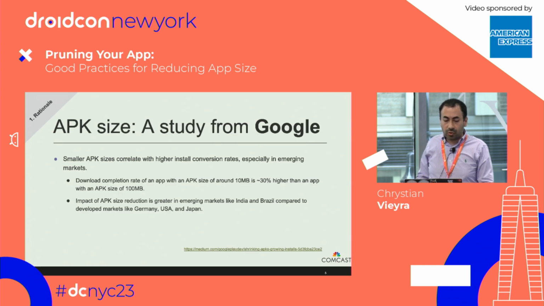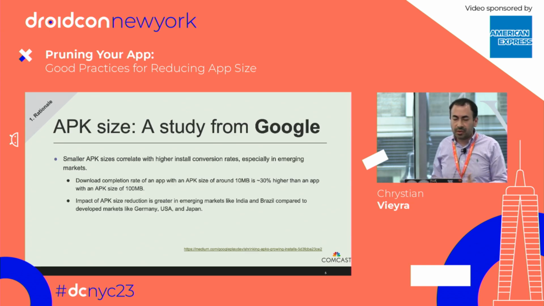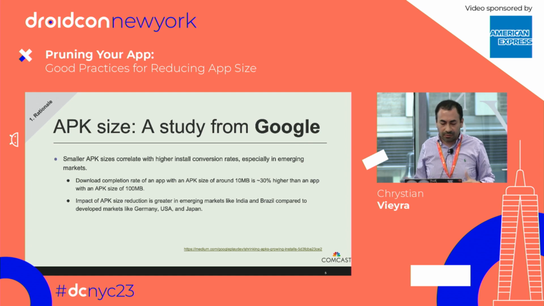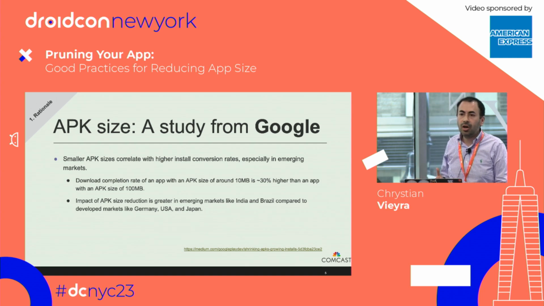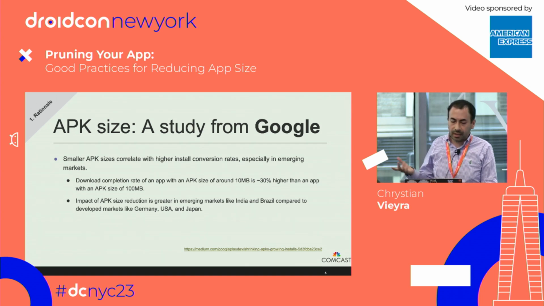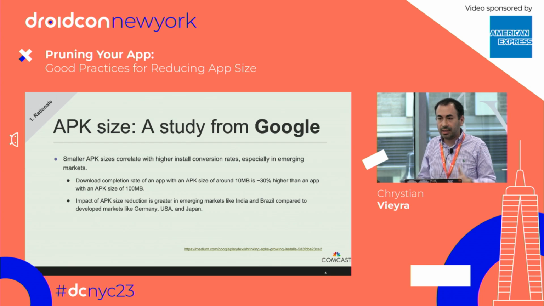Another study comes from Google. The Google Play developer team did this about 5 years ago, and they found very similar things. Download completion rate of APKs is much smaller the larger it becomes, right? When the APK size was around 10 megabytes, the completion of downloads was 30% higher versus a 100 megabyte binary. It makes sense. Your connection might time out. You might not have the patience to wait for the entire download, and you cancel it.